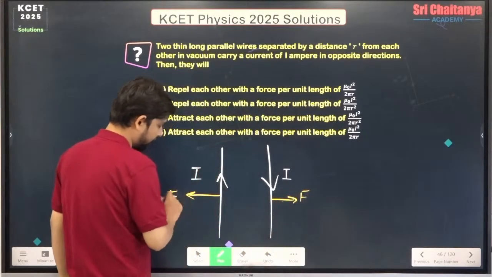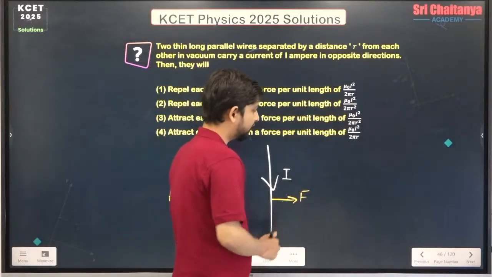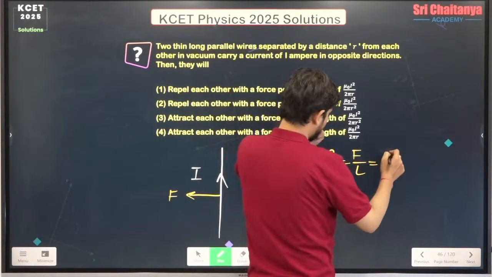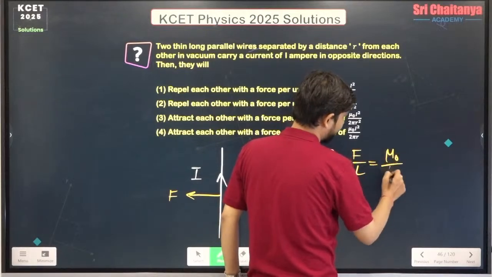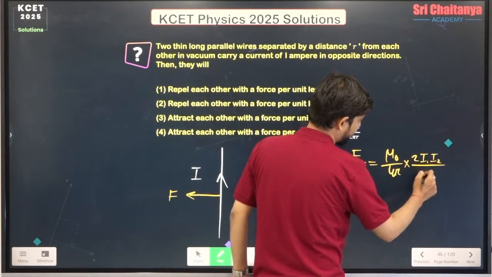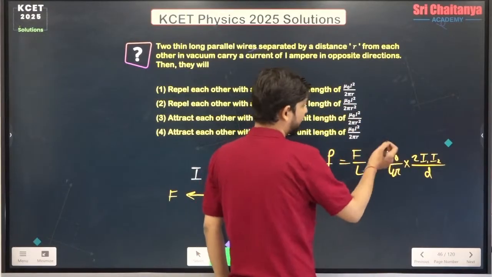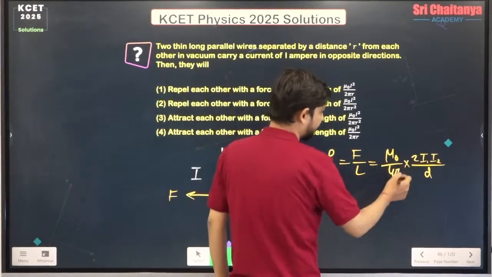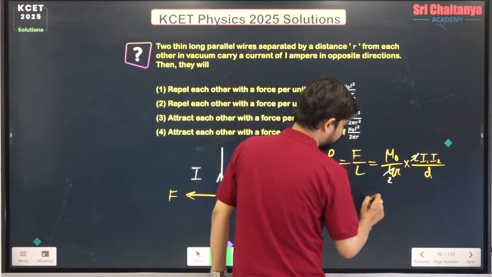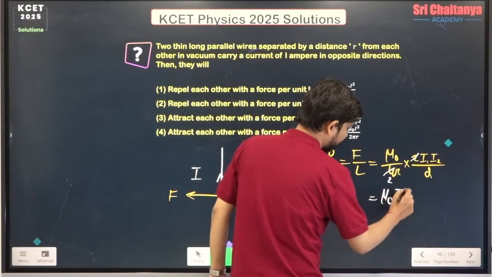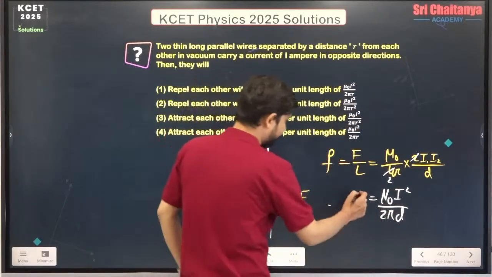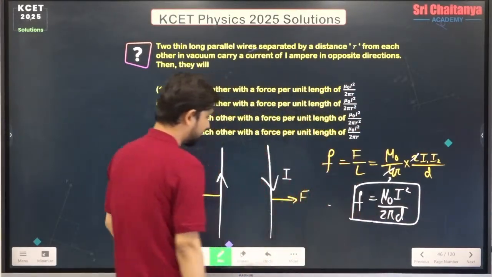Then the force on each wire is going to be repulsive, and force per unit length is given by mu naught upon 4 pi into 2 I1 I2 divided by the distance between them d. Here I1 and I2 are the same, and if you cancel out this 2, we get mu naught I square divided by 2 pi d. So this will be our answer. This will be our force per unit length, and they both are going to repel each other.